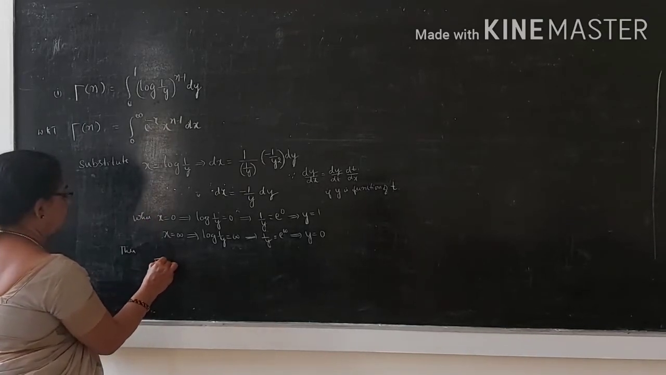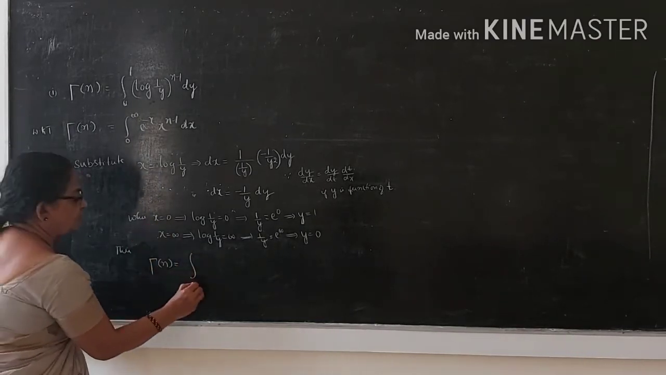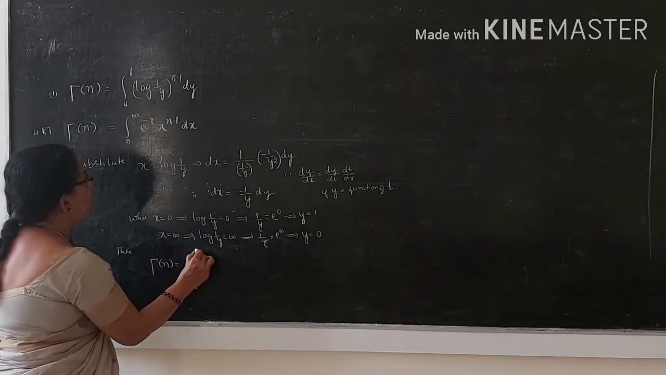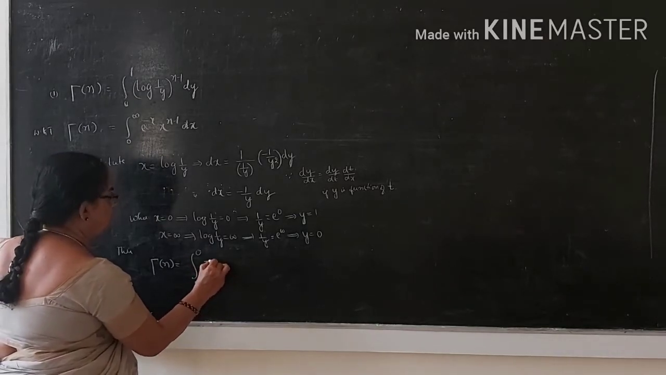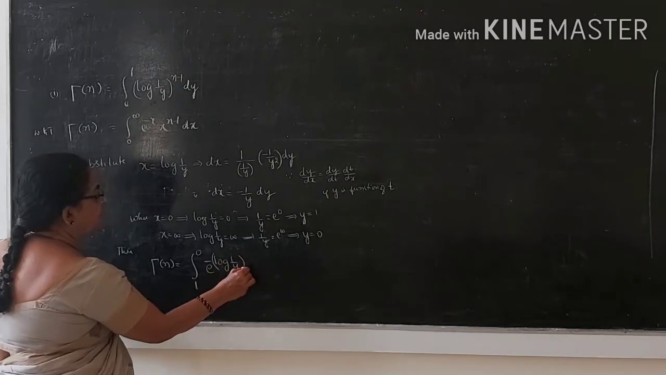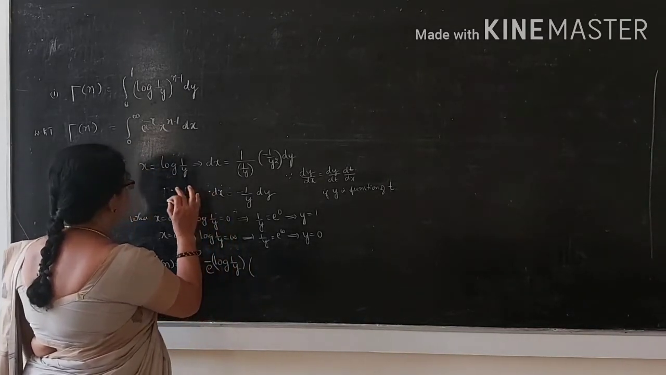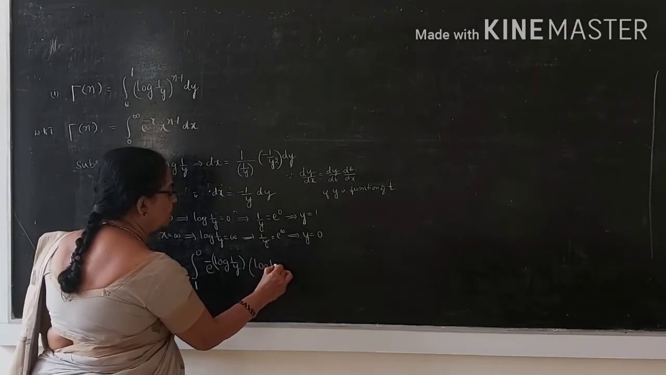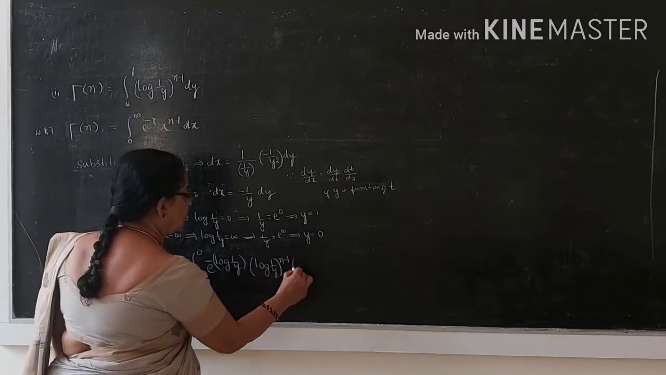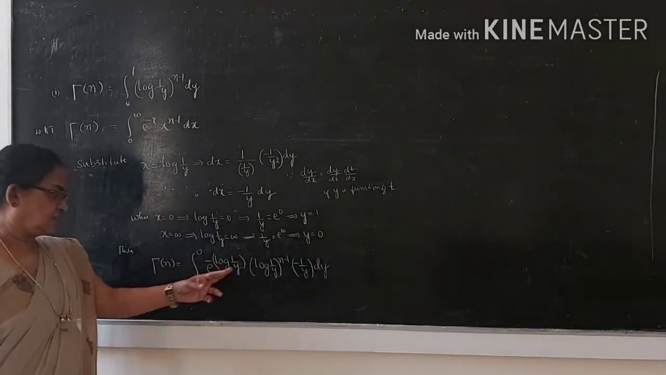Then gamma of n is equal to, when x is equal to 0 the value of y is 1, and when x is equal to infinity the value of y is 0, e power minus log of 1 by y, into log of 1 by y to the power of n minus 1. Here x means log of 1 by y whole to the power of n minus 1, and dx means I have to write this as minus 1 by y into dy. I don't want the minus sign here.